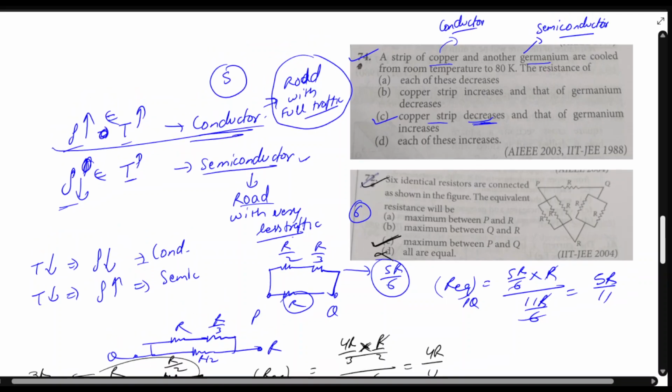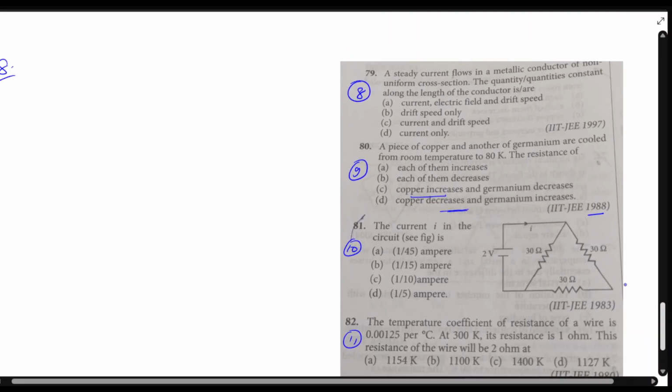Okay, this question again: as the temperature decreases, the resistance of the copper will increase, right? This question was in 1988, and this book has mentioned it two times. Once it was in AIEEE, and the second time it was in the JEE. So no issue. So again C will be the option, right?